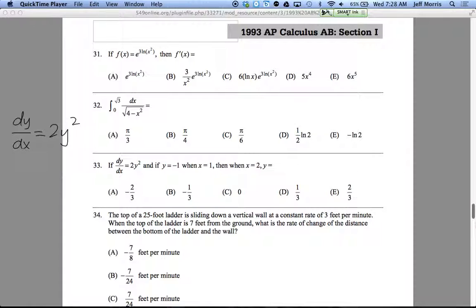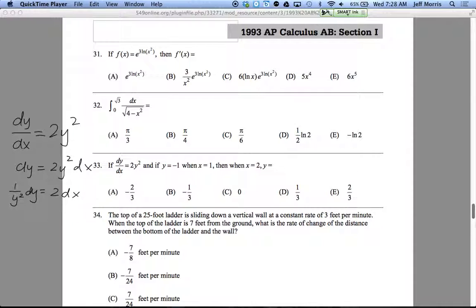Separate the variables. So you got dy is equal to 2y squared dx. And then you look at it and you realize these don't agree. So what do you need to do? Move the y squared over. So you're going to have 1 over y squared on the other side, dy, is equal to 2 dx.